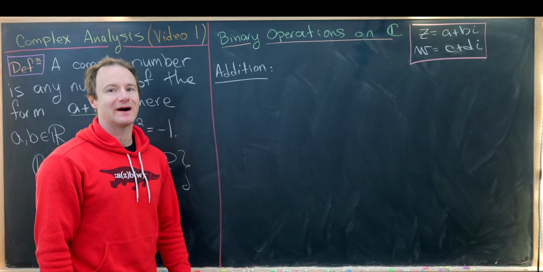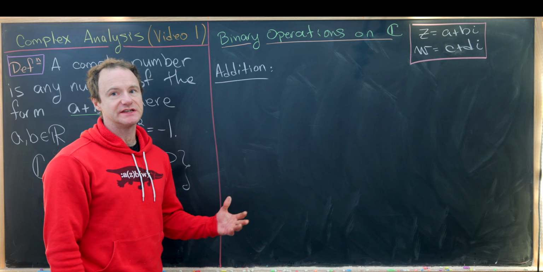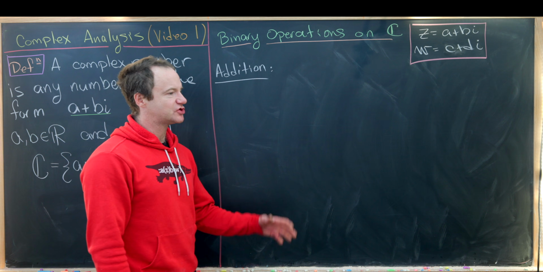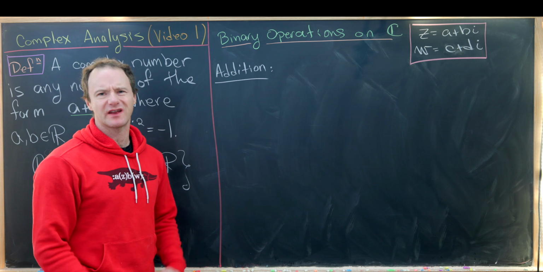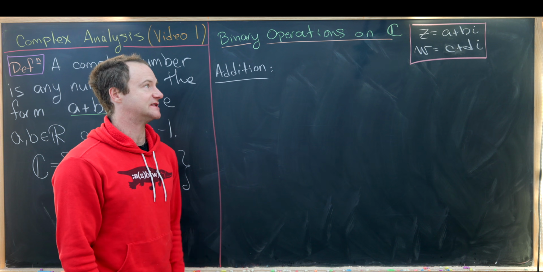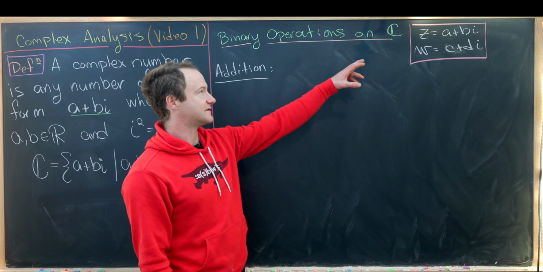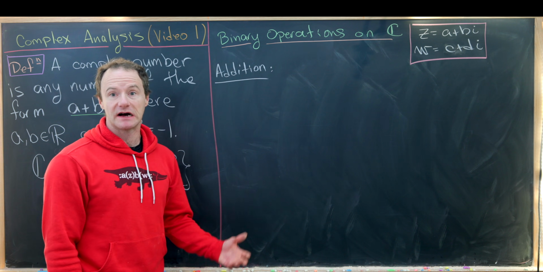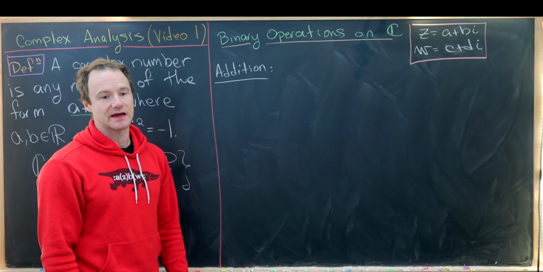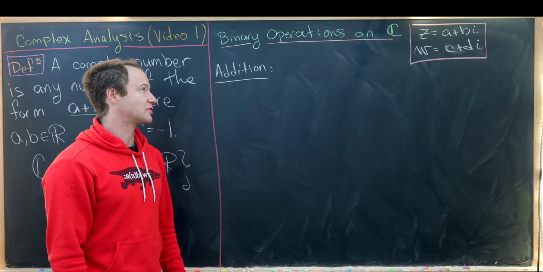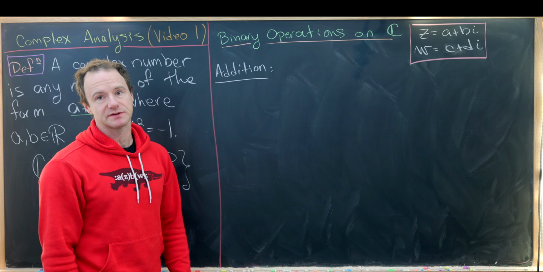So now we're ready to look at binary operations on C. That means we need two complex numbers. So generally, if you call one of them z, it's standard to call the other one w, unless you want a subscript, but let's just keep it z and w here. So here I've set z equal to a plus bi, just like we had before, and w is equal to c plus di.